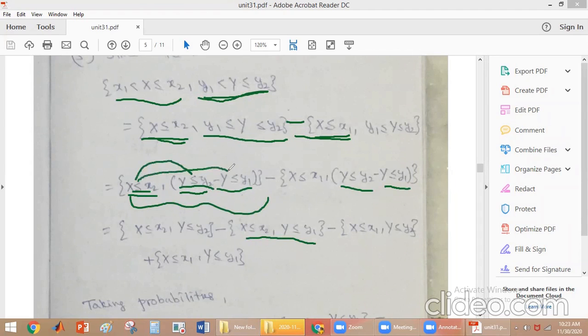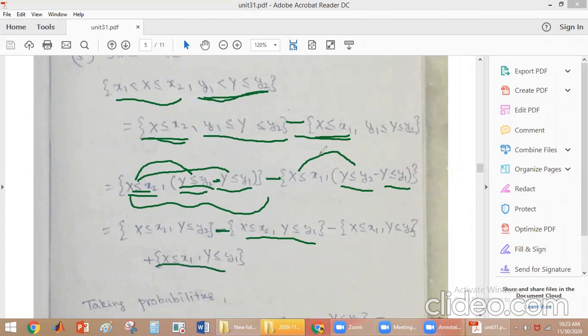X range and second Y range. Since you have minus here, here we will be getting minus. Similarly, minus, X less than or equal to X1, Y less than or equal to Y2. Minus and minus, minus and minus, it becomes plus: X less than or equal to X1, Y less than or equal to Y1.